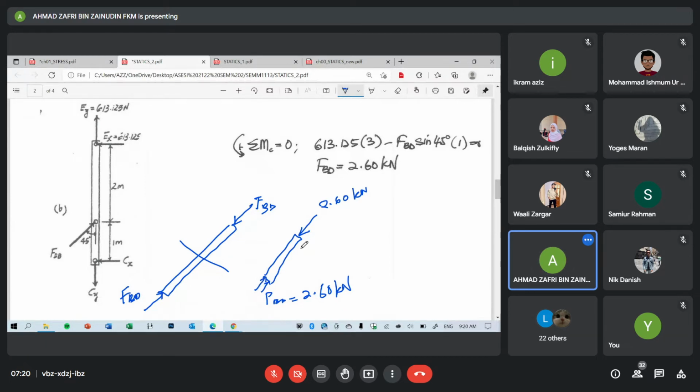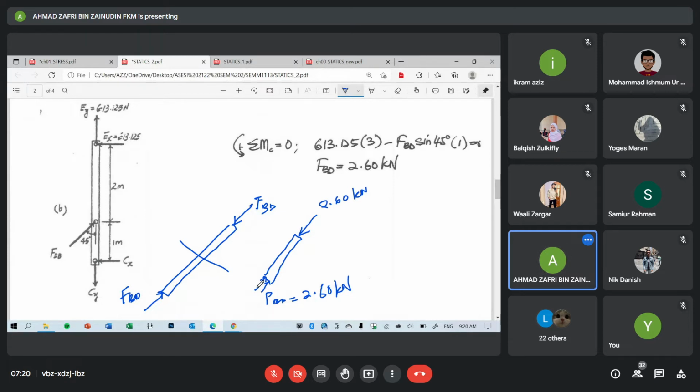So for a member under axial load, at the cross section, not other sections, at the cross section, we have only normal internal force, right? Okay. So if I want to calculate what is the stress in BD, I need to know the cross section. What is the cross section? Is it circular? Is it square? Or is it rectangular?